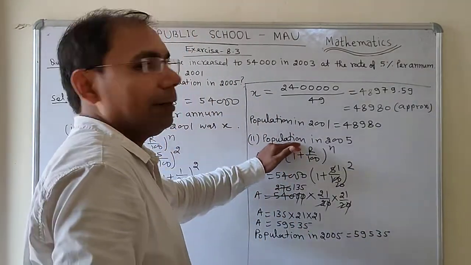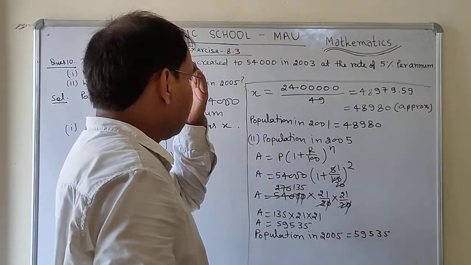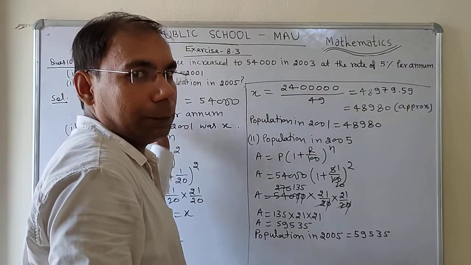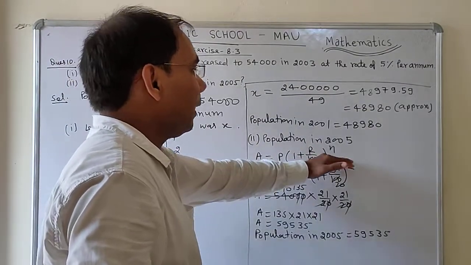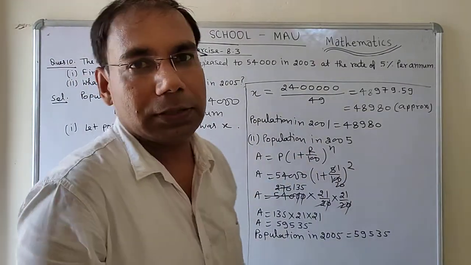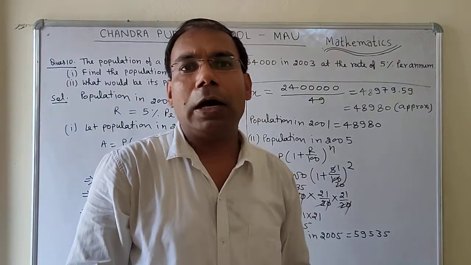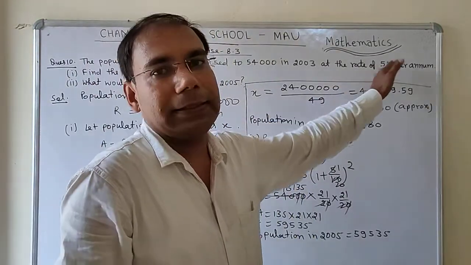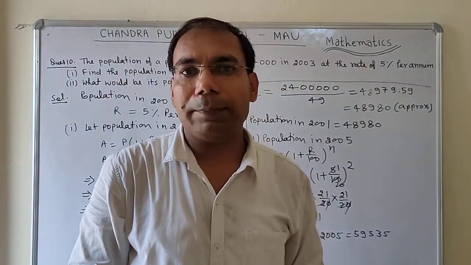So students, in the second part you are going to find the population just after the 2 years, and in the first part we had to find the population just before the 2 years. So that is after 2 years, and here it is before 2 years. So got the difference between both, how to find the population of any town if the rate percent is given. So kindly note down the complete solution.